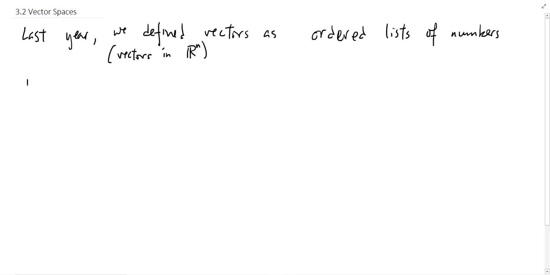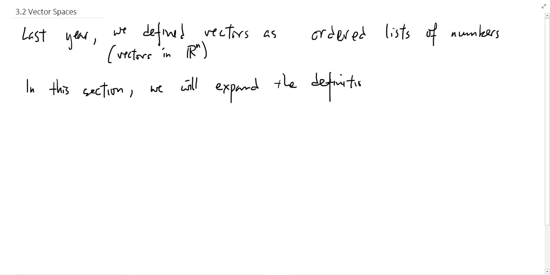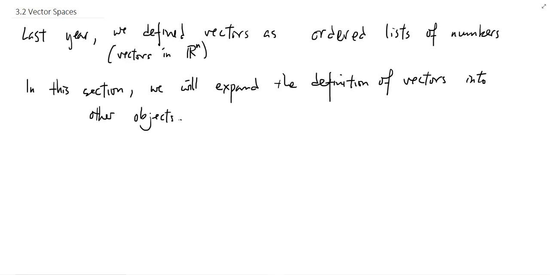So in this section, what we're going to try to do is the following. In this section, we will basically expand the definition of vectors into other objects. Now, of course, if we define other objects to be vectors, that's not hard to do. What's hard is making sure that even if we define other objects as vectors, whatever we know about vectors still holds true.